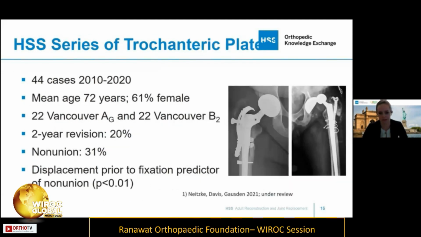We looked at our series here, 44 cases or so, with a very high revision rate of 20% and a very high non-union rate of 31%. We thought that this Arcos bolt system, where we have a plate attached to the revision stem, was going to be really a game changer, and that's not borne out that way. A lot of failures with that implant as well. So I'd be very cautious with any sort of fixation of greater trochs, and I think more to come.